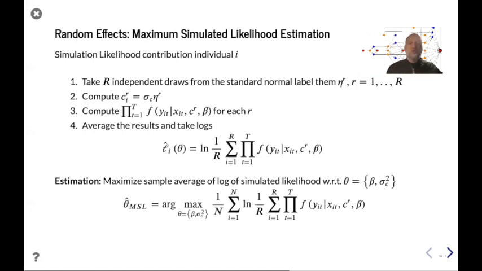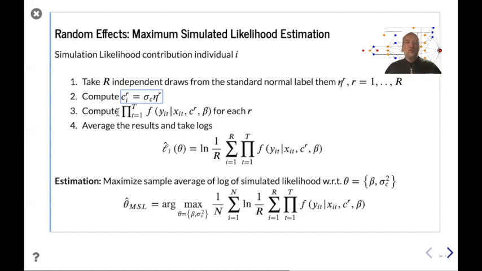So what you do is you take R independent draws from the standard normal distribution. You label them eta. Then you scale them up so that they have the right variance, so now they are normally distributed with variance sigma_c squared. Then you compute the joint density conditional on that value of C, just like we did with the quadrature points. And then you just average the results and take logs. Then you have essentially your simulated likelihood function.